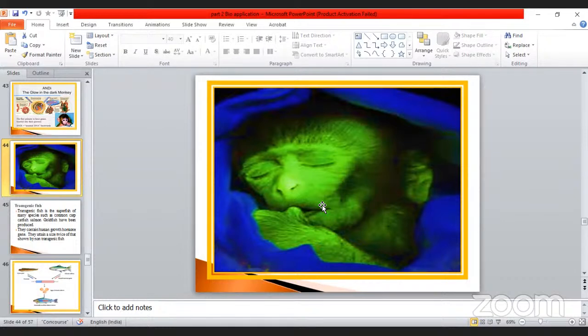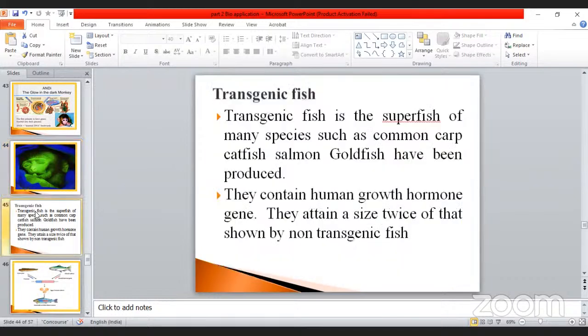Likewise, there are so many animals: tobacco plant, monkey, fish, and also another animal, the pig. So many animals have been reported and identified by this technology. Then the next one is transgenic fish. We will finish up to this level only today, my dear students.